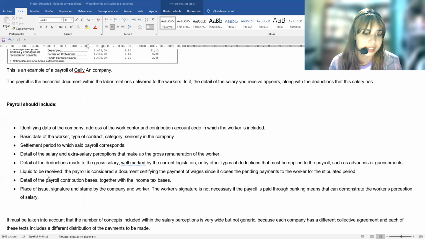Then we have the liquid to be received, the detail of the payroll contribution basis together with the income tax basis, place of issue, and signature by the company and worker. The worker's signature is not necessary if the payroll is paid through banking means that can demonstrate the worker's receipt of salary.